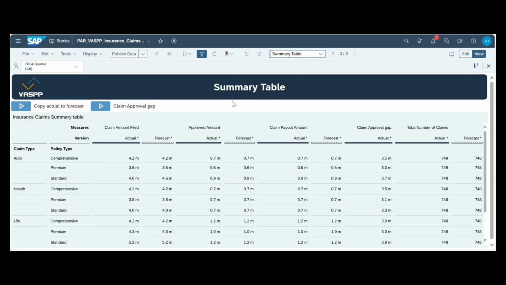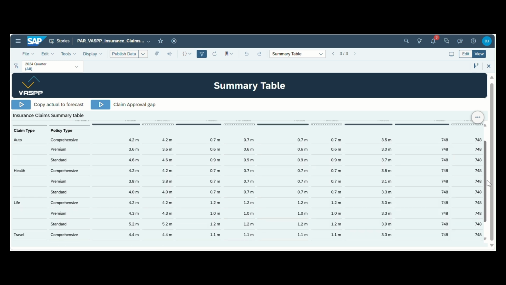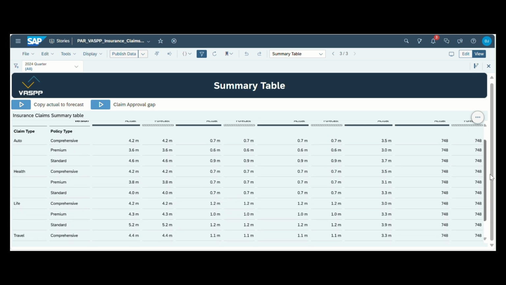Page 3, Insurance Claims Summary Table, where strategy meets precision. Welcome to the Summary Table, your financial control tower for insurance claims. But this isn't just a table of numbers.